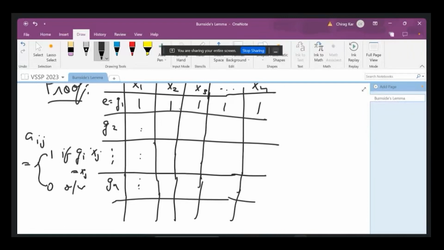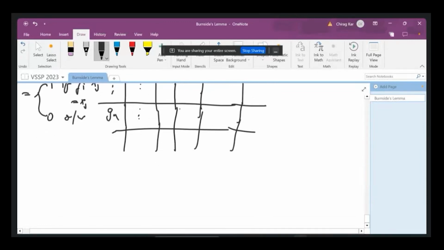Let's look at this. So g1 dot x1 is equal to 1. G2 dot x1 will be 1 only if g2 dot x1 is equal to x1. Similarly, g5 dot x1 is going to be 1 only if g5 dot x1 is equal to x1 itself. So we only have a 1 here if the group element corresponding to that specific row belongs to, is basically in, the stabilizer of x.